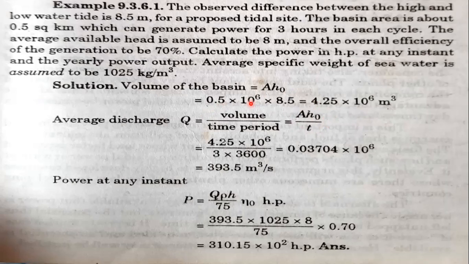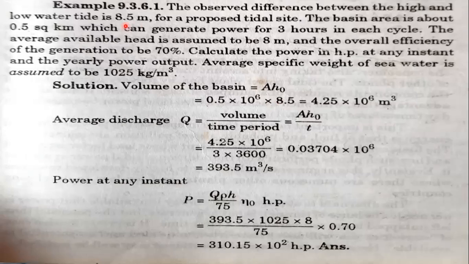Meters, we have to convert. In kilometers, we have to convert into meters. So kilo means, for square kilometers, K is applied 2 times. So 10 power 3, 10 power 3, 10 power 6 total, into H naught. H naught is given as 8.5.